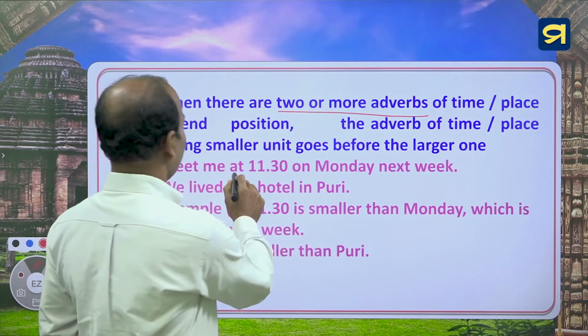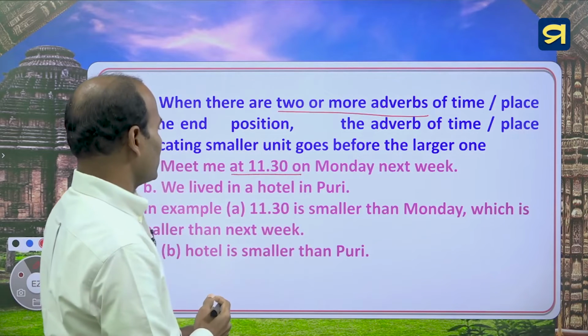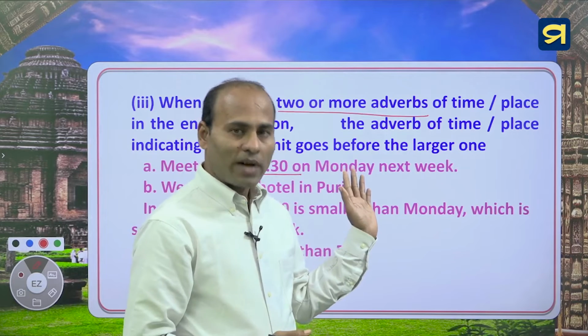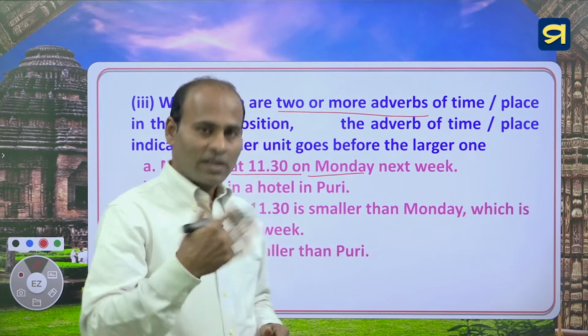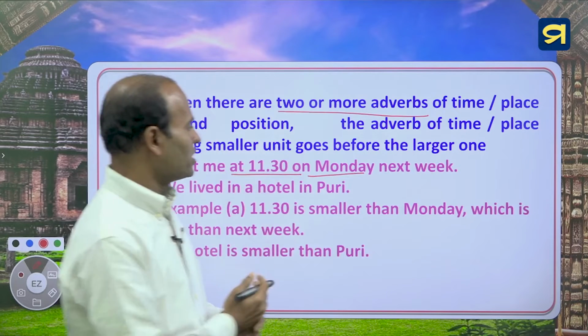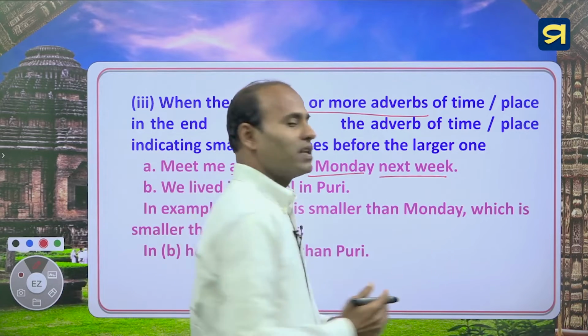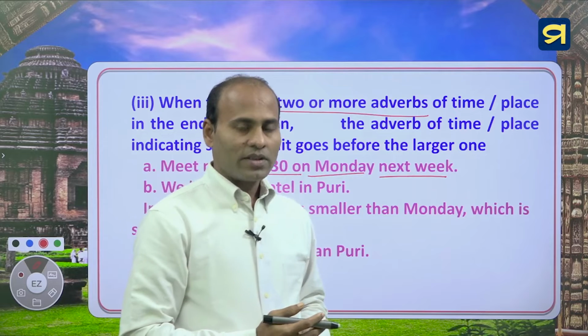So at 11:30, this is the smallest unit here. On Monday, larger than this unit, and finally comes next week. Do you understand?